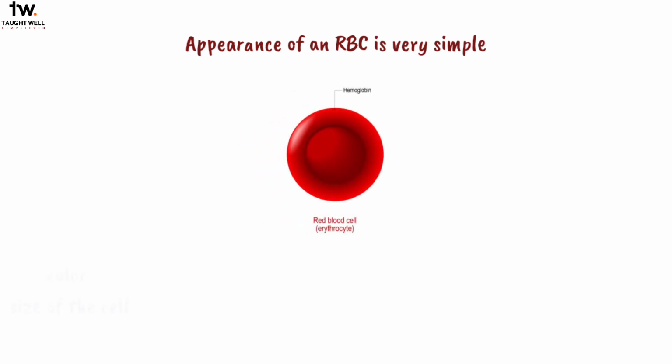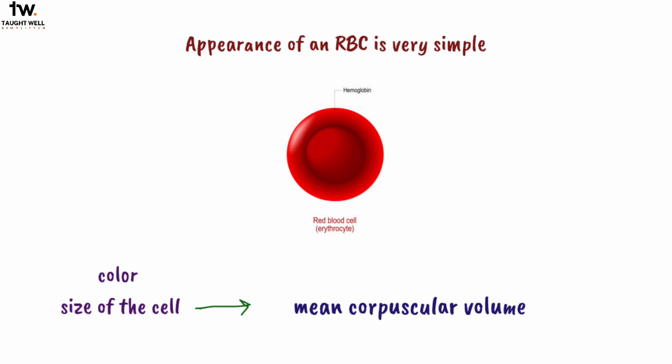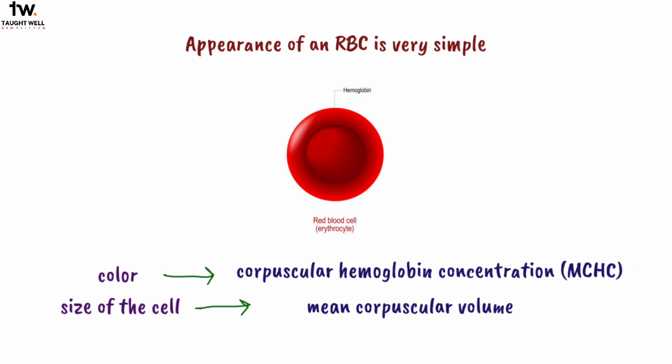The appearance of an RBC is very simple. We will mainly look at the color and size of the cell for the purpose of classification. The size of the RBC is determined by mean corpuscular volume, and color is determined by mean corpuscular hemoglobin concentration, also called MCHC. Remember that the RBC gets its color because of hemoglobin. By this method, anemia is classified into four types.